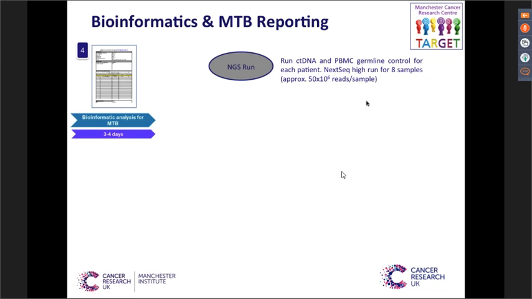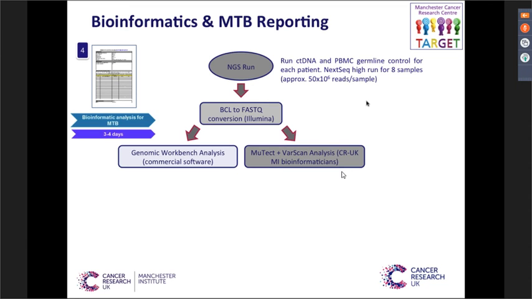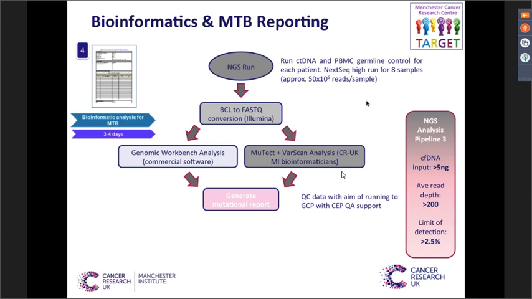So we do our NGS runs. We run one high-throughput HiSeq run for 4 patients. That's 8 samples, and we get about 50 million reads per sample. And we run the germline and the ctDNA sample for each patient. We then do BCL to FASTQ conversions, and we run our data through 2 independent variant calling software packages. Mutations that are called by both packages, we report as high confidence, and then report these back to the tumor board with the aim of getting this back to the clinicians within 28 working days.